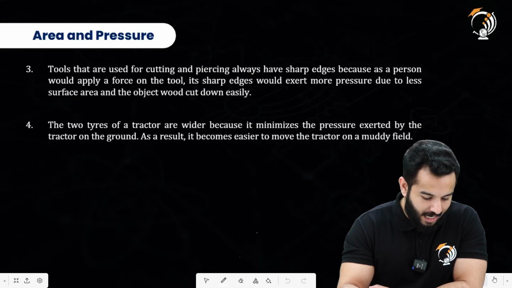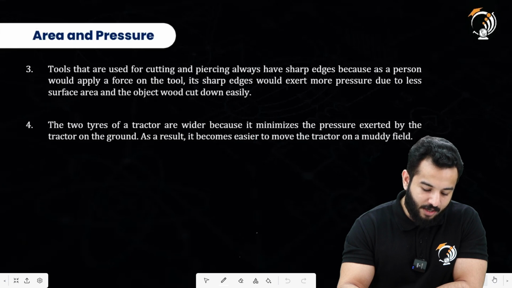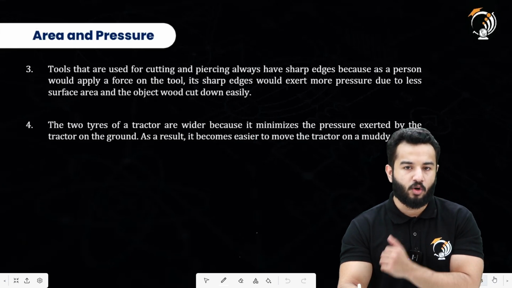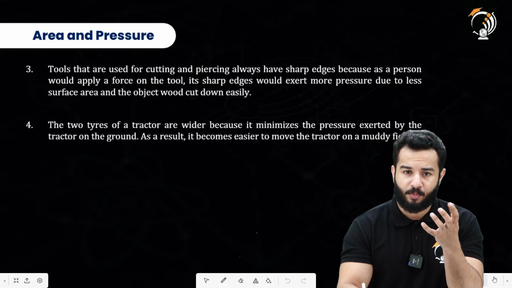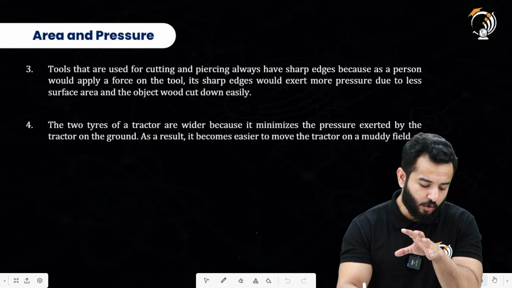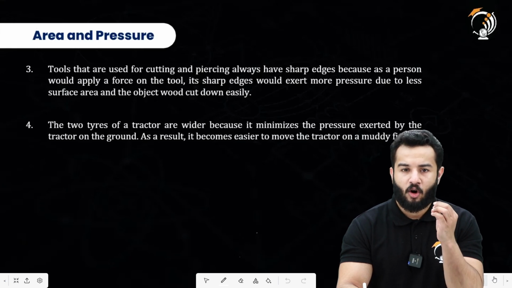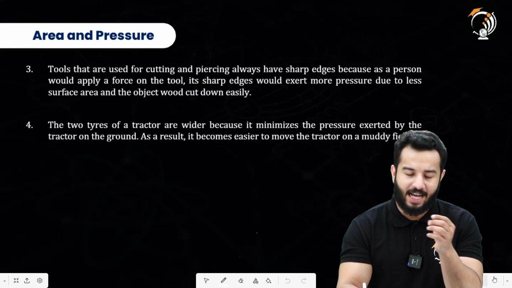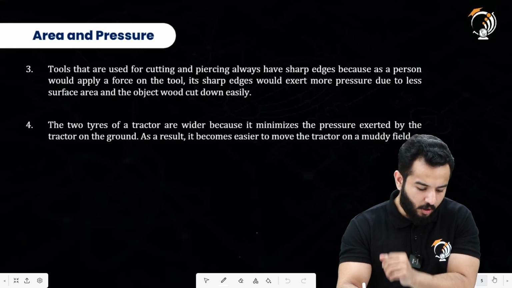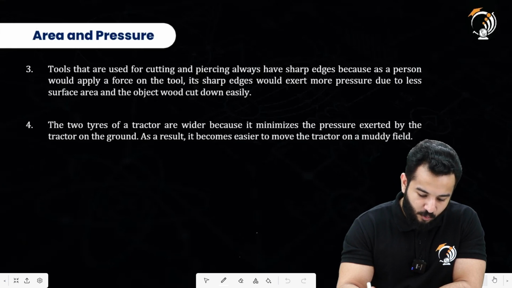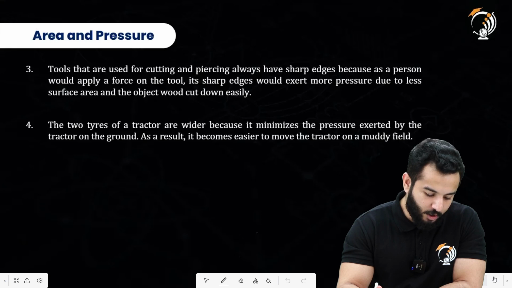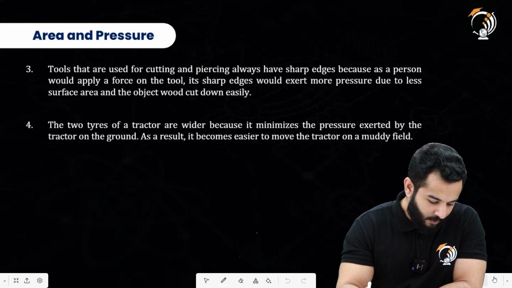Third one, tools that are used for cutting and piercing always have sharp edges. So when you want to derive a large amount of pressure, you're going to talk about sharp edges or as small an area as possible. Because as a person applies a force on the tool, its sharp edges would exert more pressure due to less surface area, and the object would cut easily.